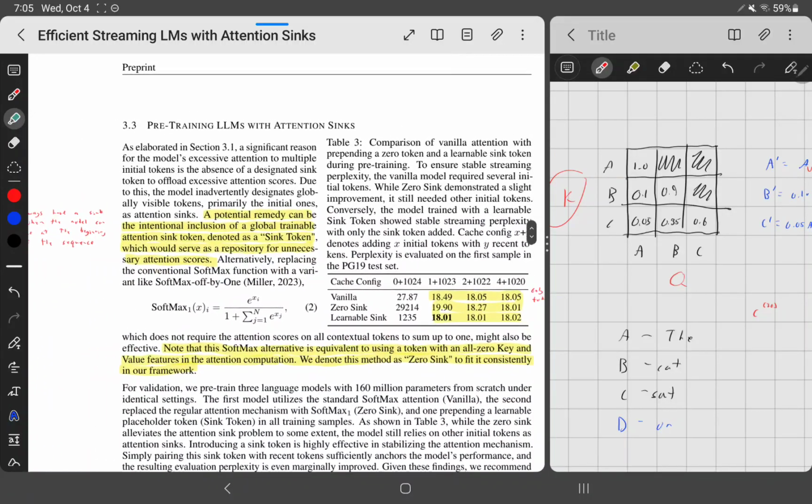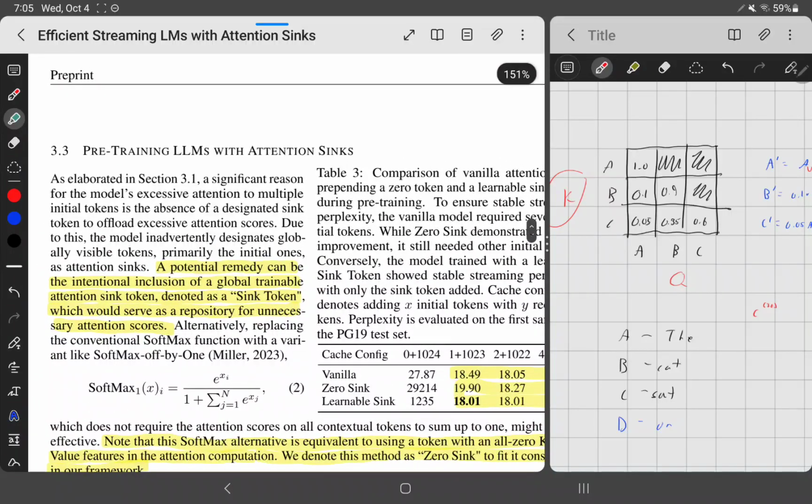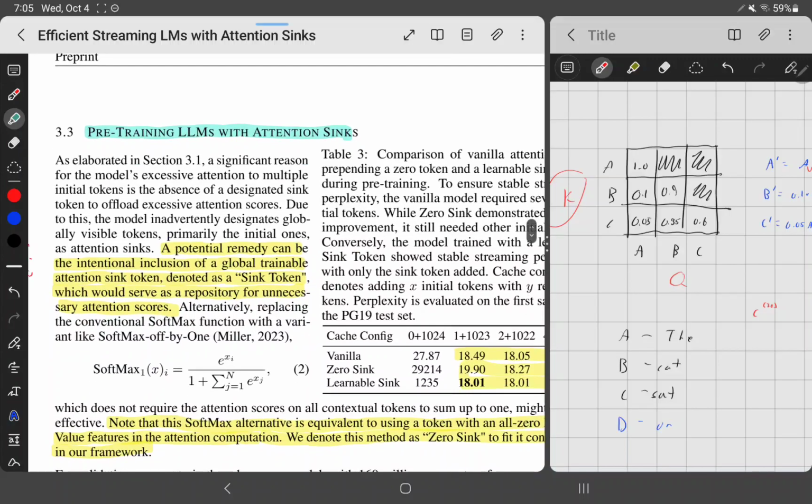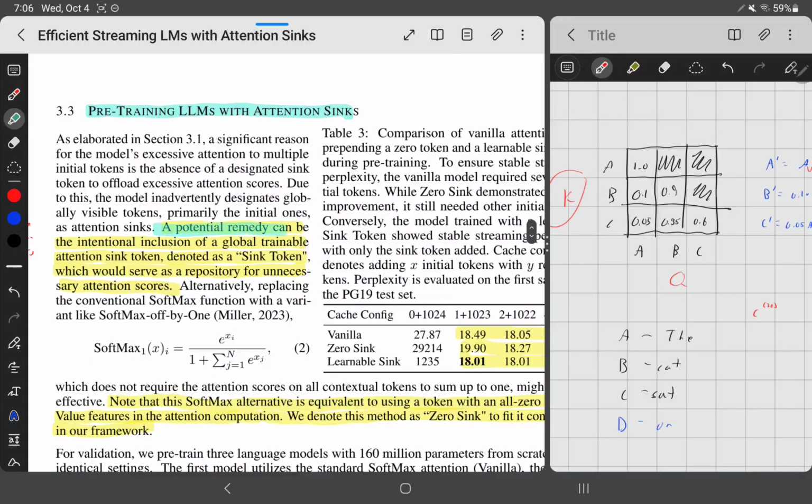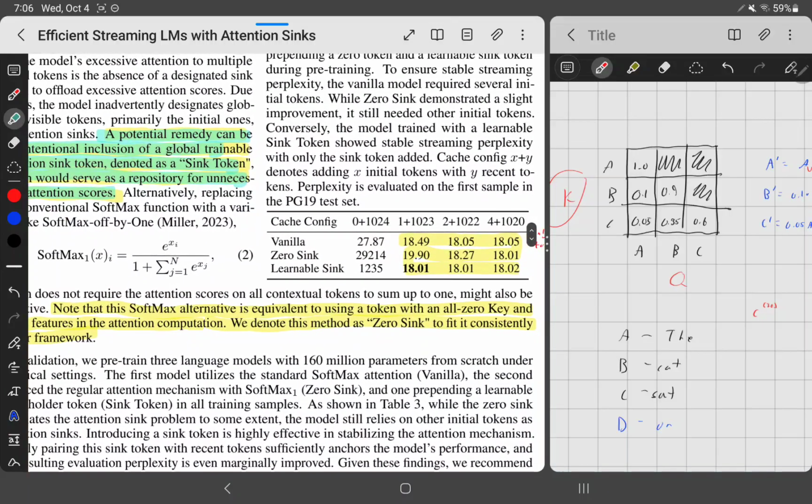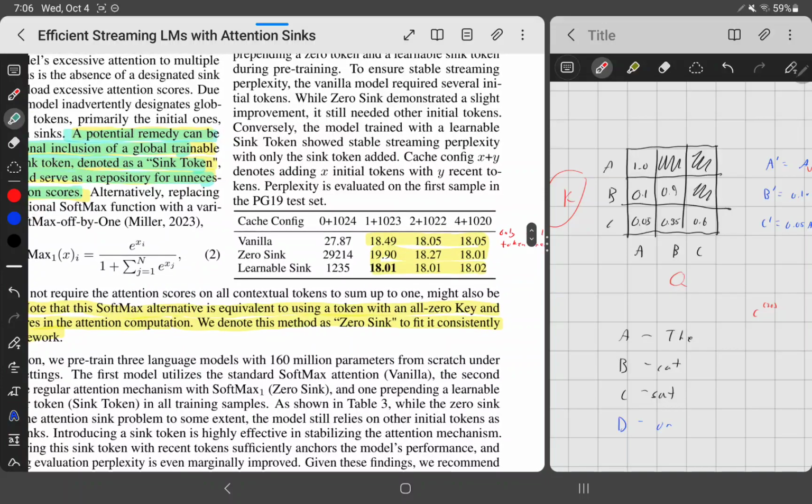So they go on to say, what if we pre-trained the models with attention sinks? Then maybe we can fix this problem in the first place. So a potential remedy can be just adding the sink token, which would serve as a repository for unnecessary attention scores. And basically all they do is they append one token to the beginning of the sequence here. You do this for training as opposed to doing it just for inference. And if you do it for training, then it does better, as you can see here.